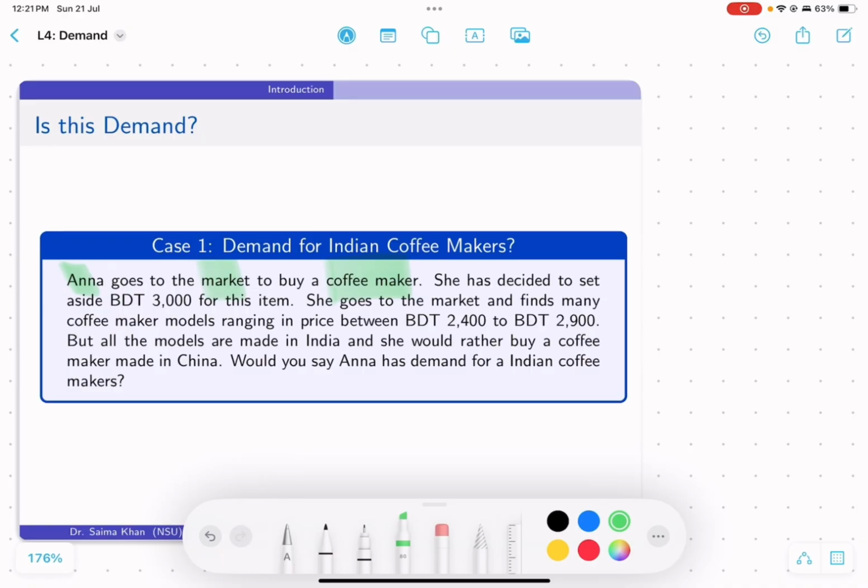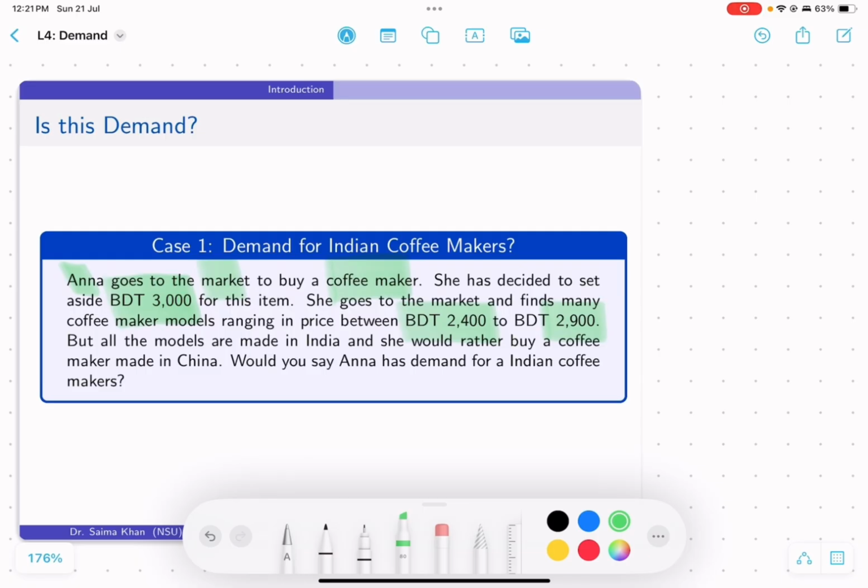She has a budget, she said she's willing to spend 3,000 taka. So up to 3,000 taka she's fine spending that amount on a coffee maker, but more than that she's not willing to spend. She goes to the shop and sees there are lots of coffee makers in the price range that she's interested in, between 2,400 taka and 2,900 taka, so that's well within her budget.